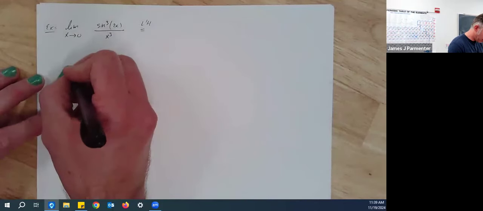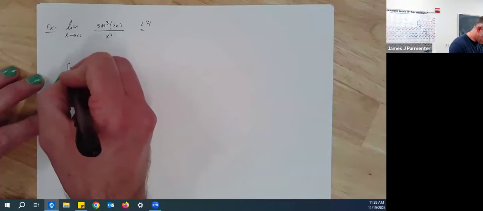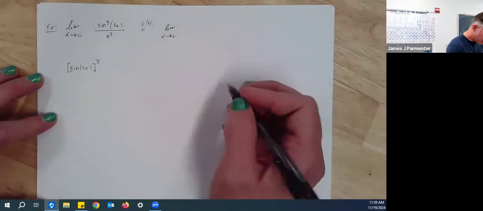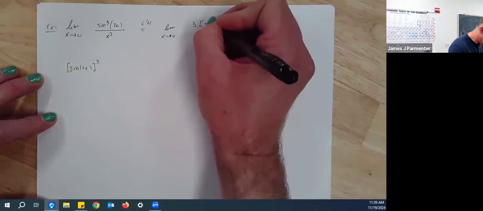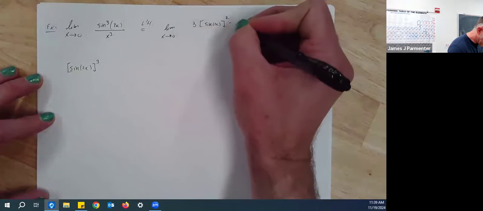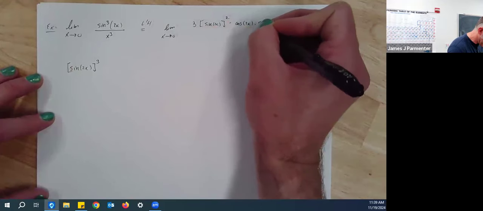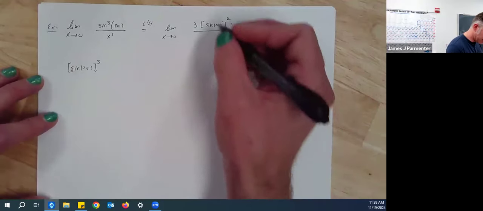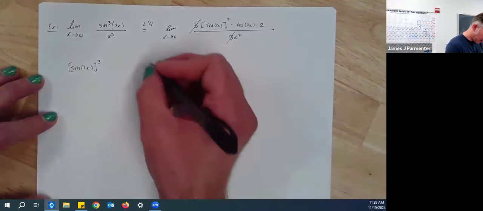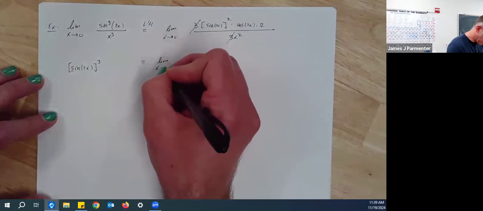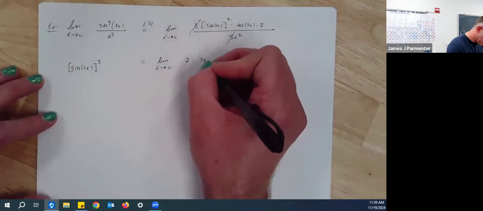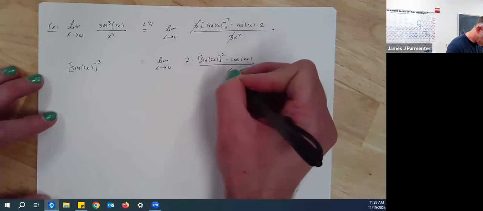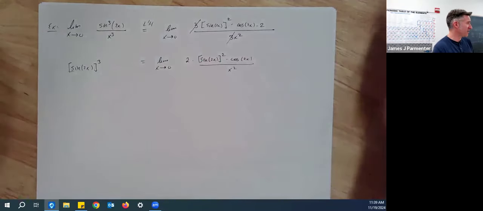I'll point out that sine cubed of 2x is sine of 2x quantity cubed. So when we take the derivative of the top, we're going to get 3 times sine of 2x quantity squared times cosine of 2x times 2, all over 3x squared. We can make our lives a little bit less terrible, cancel a 3 there and a 3 there, and rewrite this as the limit as x goes to 0 of 2 times sine of 2x squared times cosine of 2x, all over x squared.